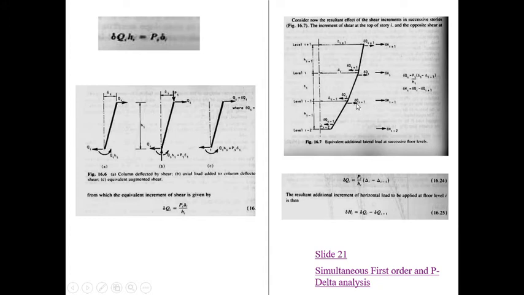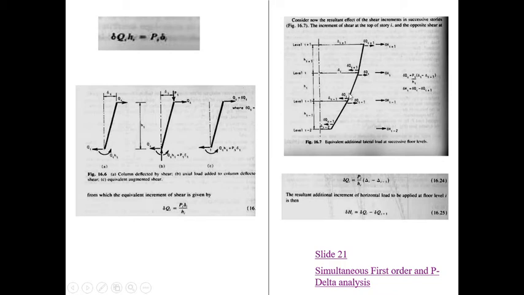Then here delta of Qi minus 1, delta of Qi minus 1, delta of Qi plus 1 in this direction, delta Qi plus 1 in this direction. So now when you want to write what is delta Qi, what is the value? It is written as Pi upon Hi into delta I. This delta I is the total lateral displacement here.